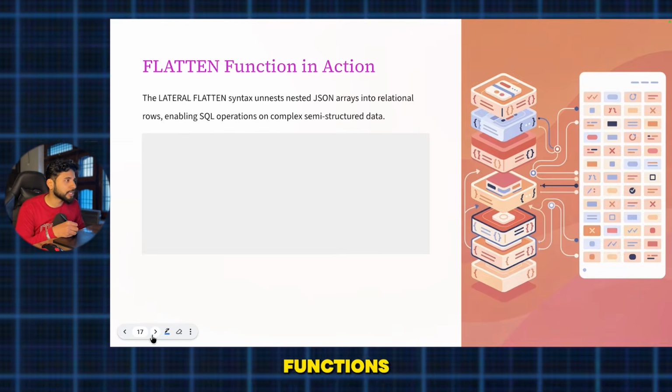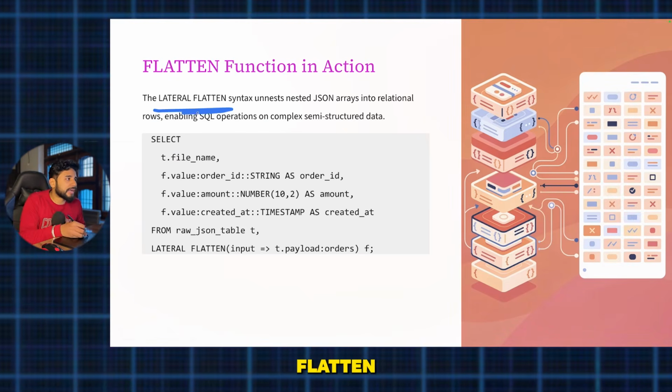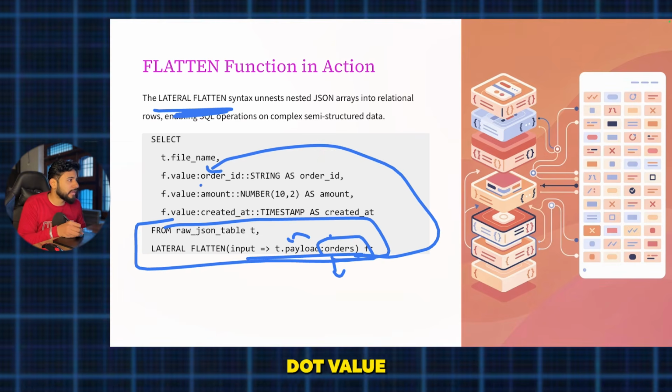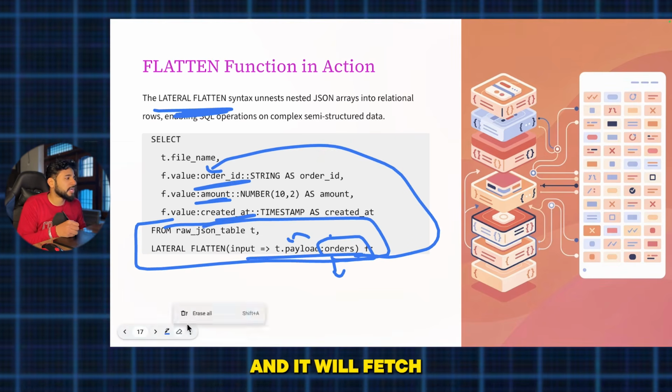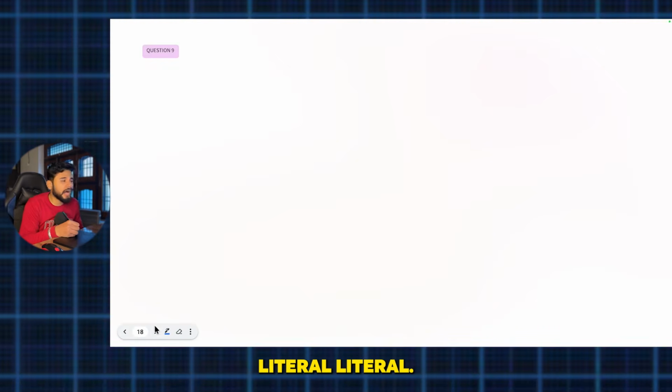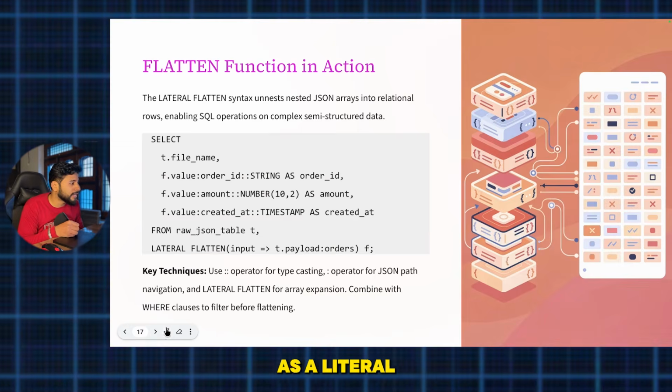So flattening functions are there in action, like lateral flatten. Lateral flatten is used like this, directly, and if the payload is the column, and you want to fetch the orders column, how will you fetch? Like this: f.value.order_id you will fetch, amount you will fetch, created_at you will fetch, like this you fetch the things. Okay, so it is a key technique, what we call lateral flatten.